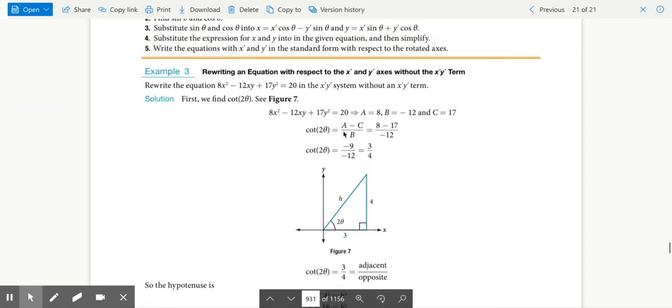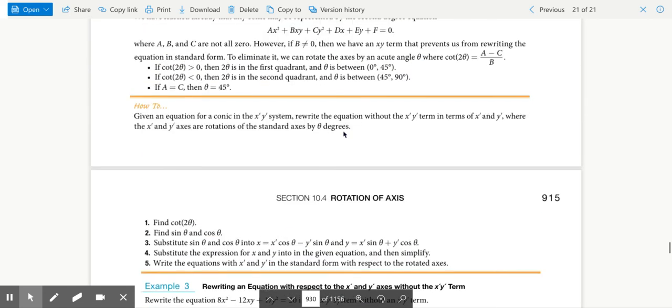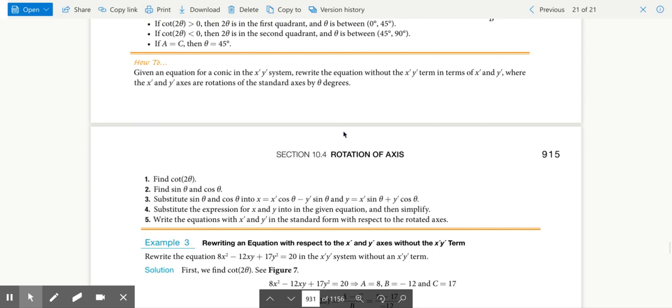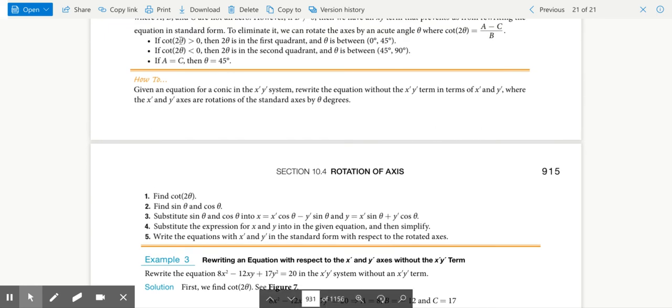That would be fine. Oh yeah, one thing I forgot to mention. We need to know what quadrant we're supposed to be in. If cotangent of 2 theta is positive, then theta is in the first quadrant. If it's negative, then theta is in the second quadrant. And if A and C are equal, in other words, if cotangent of 2 theta is 0, then theta is 45 degrees. Okay. So this would be 2 thetas in the first quadrant, 2 thetas in the second quadrant. So theta being 45 degrees would be 2 theta being 90, right?